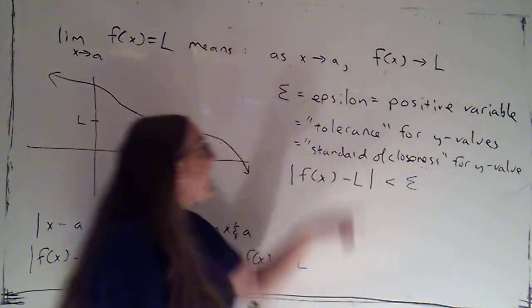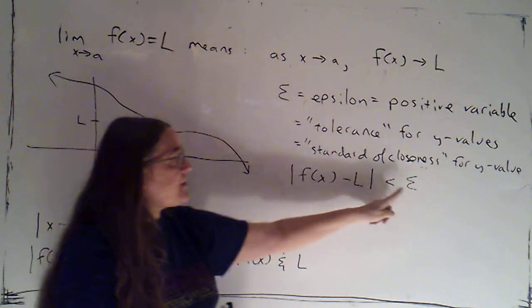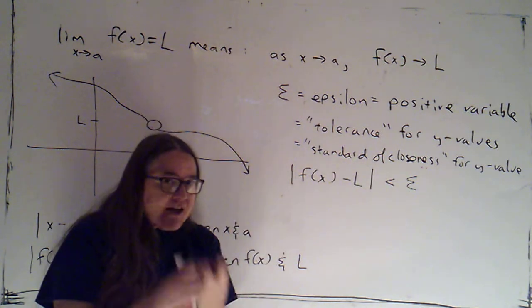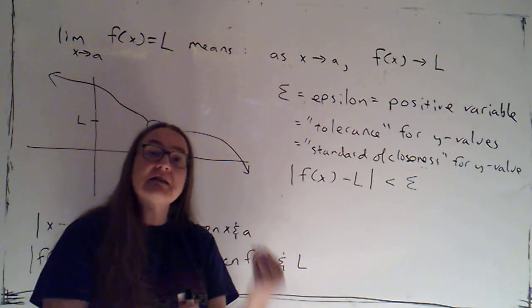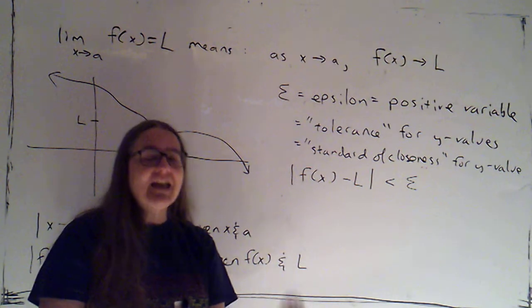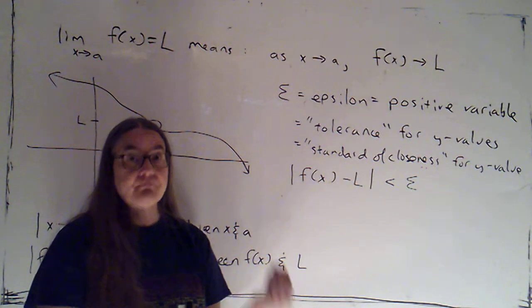By choosing a variable, if I can show that no matter how strict you set the standard, no matter what tolerance you set for how close you want your y value to get to the value of the limit, that we can force it to get that close, then I've shown that we can make it get arbitrarily close.